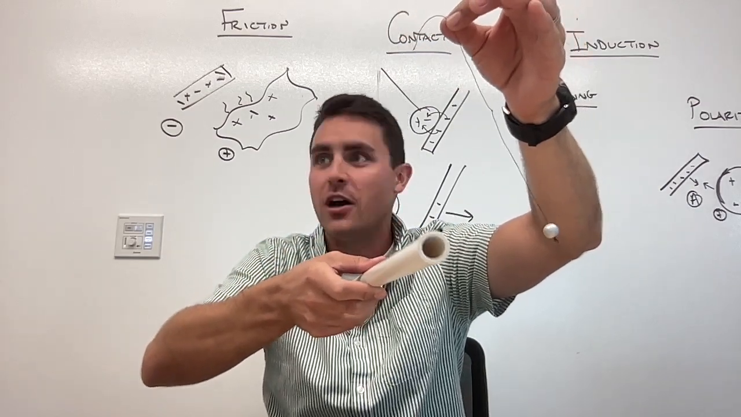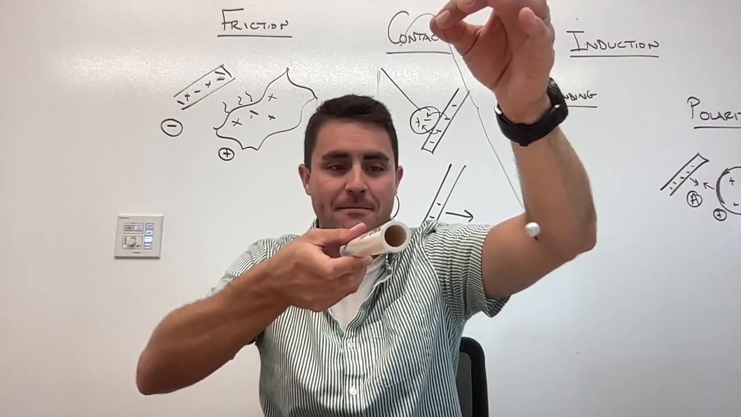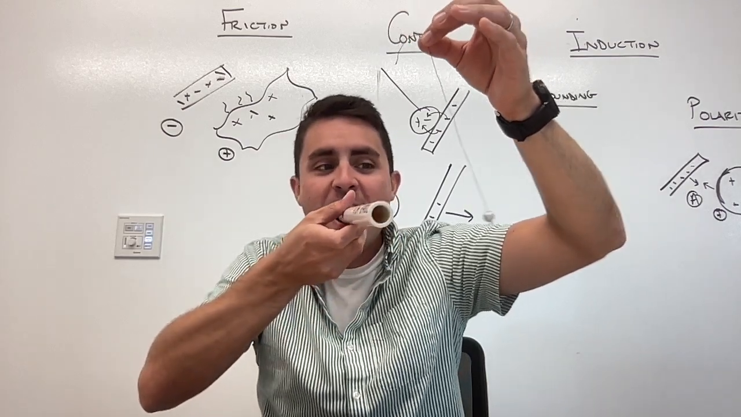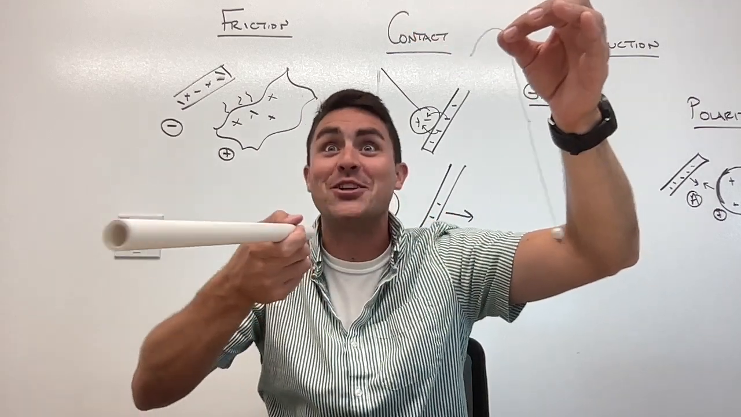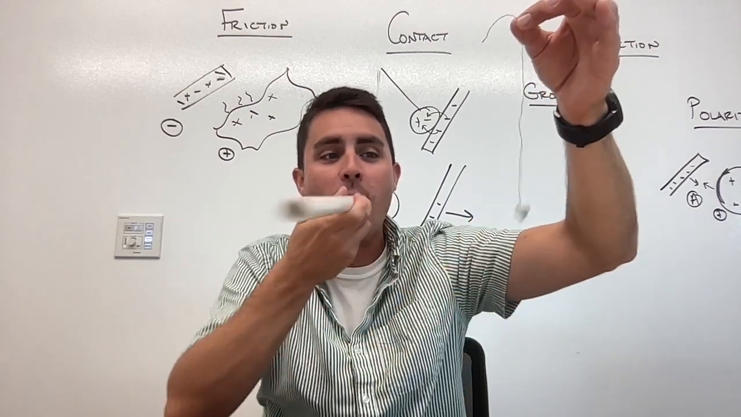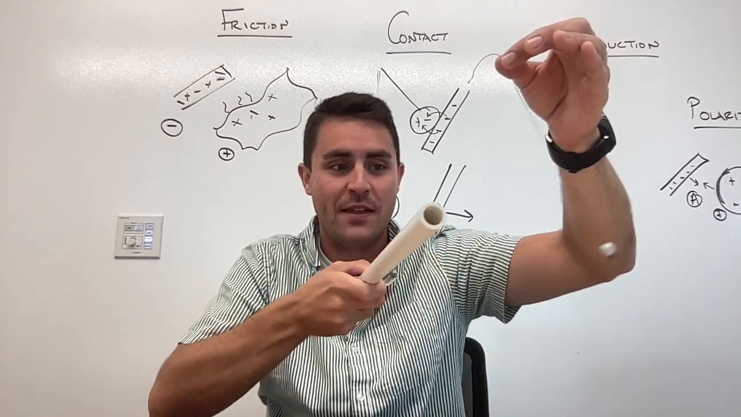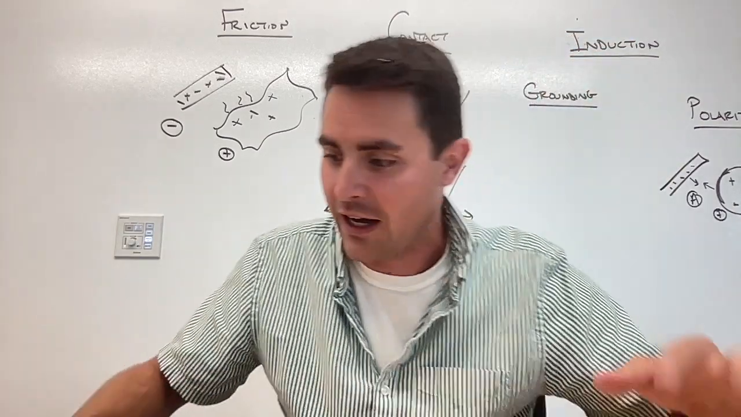But now watch. Oh, shoot. I need a third hand. Wait, hang on. You see that? If I touch it, it stops being charged. If I touch it, the charge goes away, and then it touches again, and then it repels again. This isn't charging by grounding.